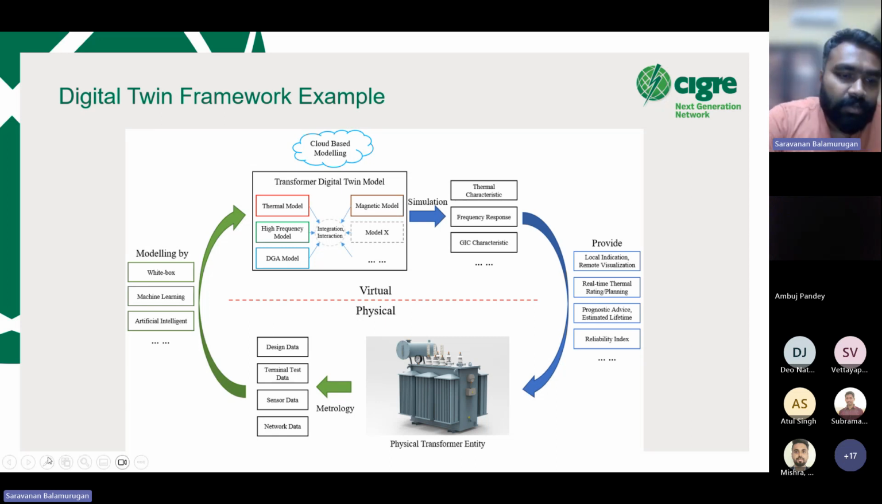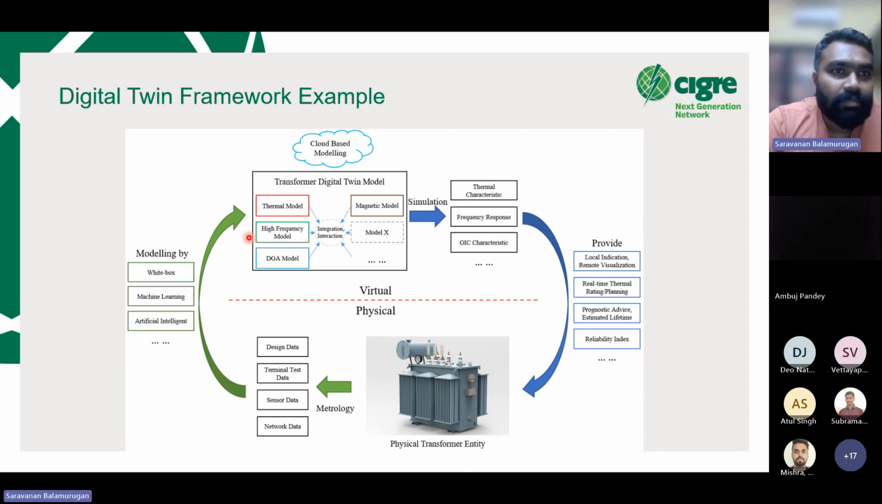Let me just pull out the pointer. You're going to start off with the modeling. The first thing was the modeling. You're going to have either white box modeling, machine learning models, artificial models, or thermal models, different types of models, which we'll be seeing in the next 3-4 slides. You need to simulate those models, but the most important thing is that each model gives you a different output. The thermal model will give you the hotspot temperature and the top oil temperature, and its degradation can be measured using that. This is just one example.